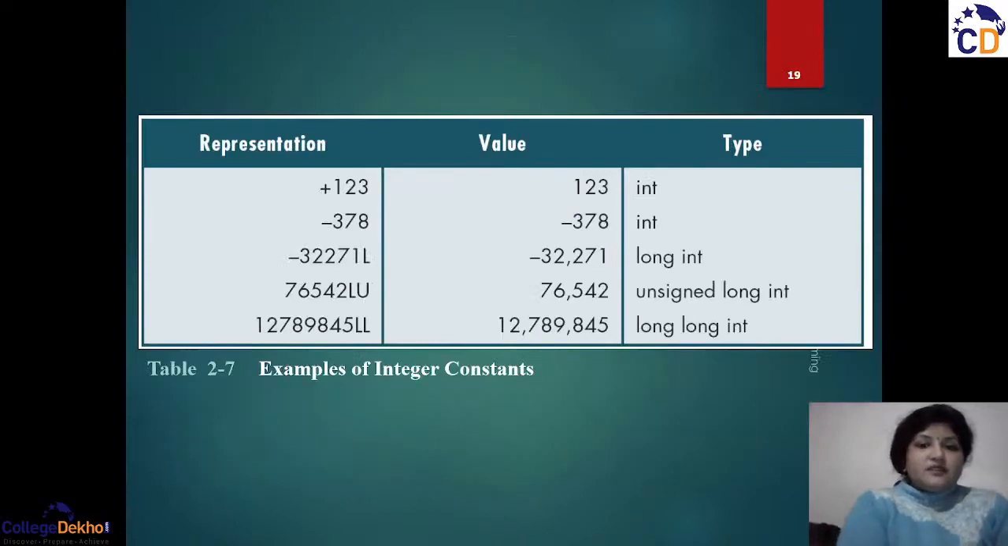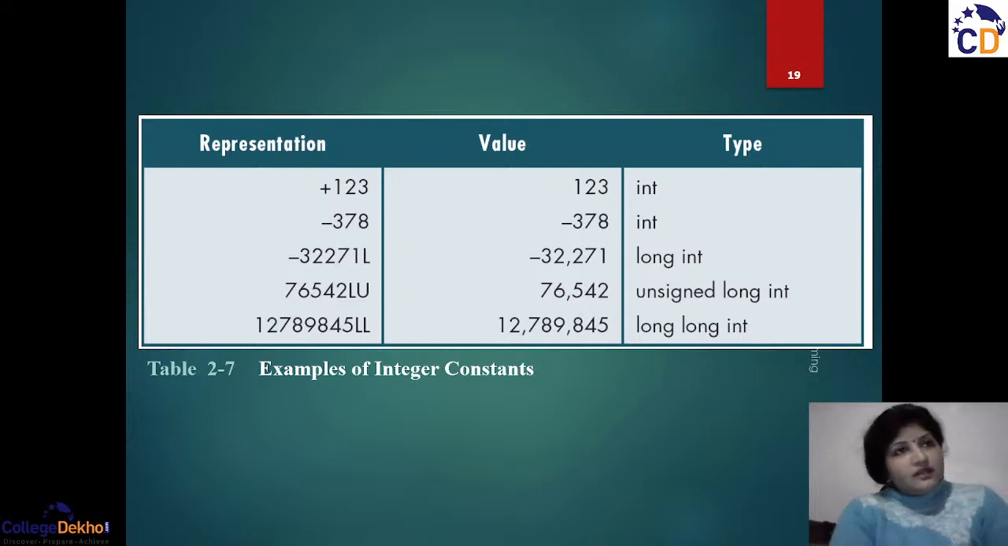Now let us see this part also, what are integer constants and how they hold values. The first representation is plus 123. The value is 123. What is the type of this? That is integer. Again, one value is minus 378. The representation is like this only. It is holding integer type data.